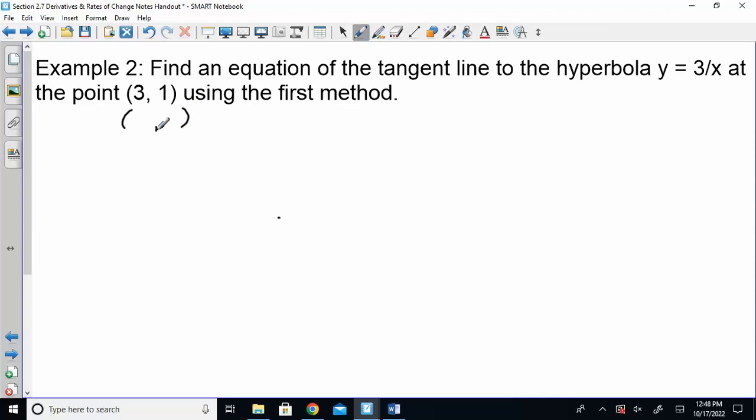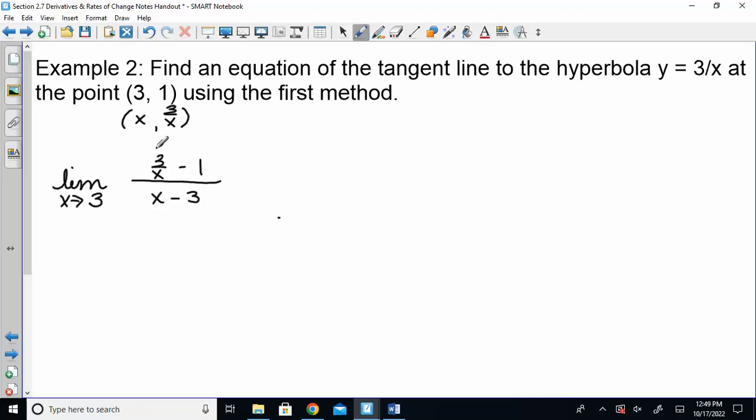Okay, here's my first point, 3, 1. My second point would be x, and what's y equal to? 3. When you do it this way, you do the limit as x gets closer to 3. And then we just set up our slope: y sub 2 minus y sub 1 over x sub 2 minus x sub 1.